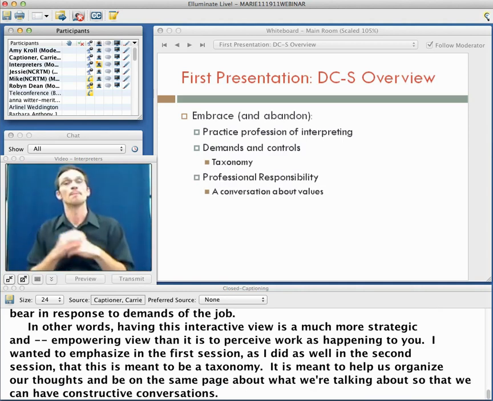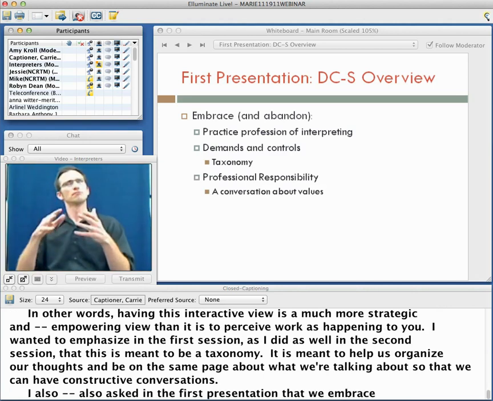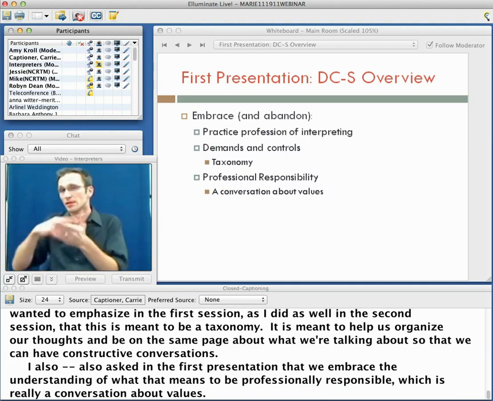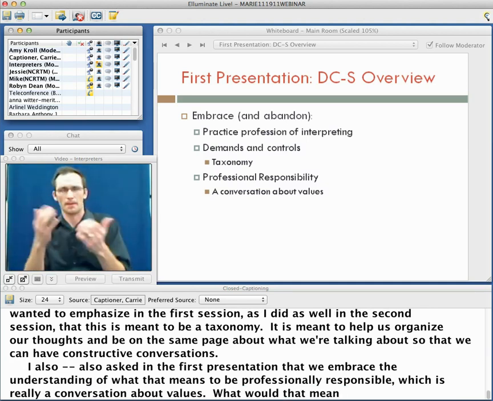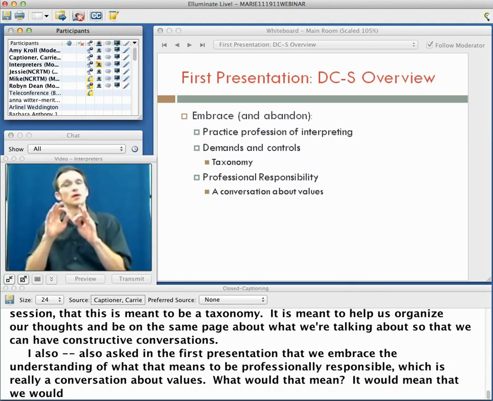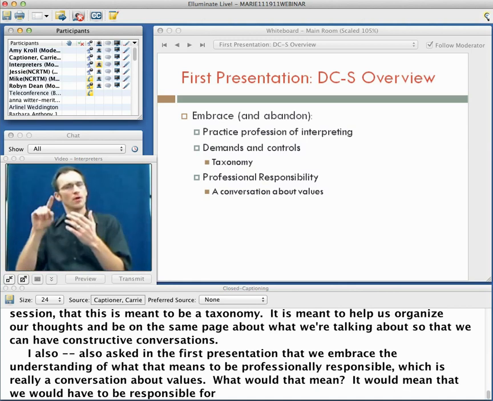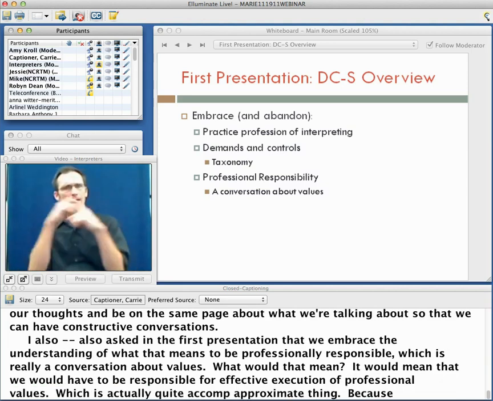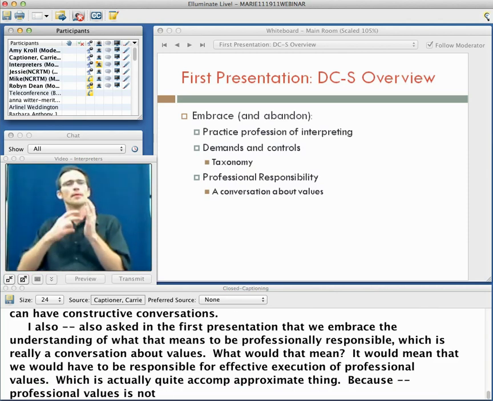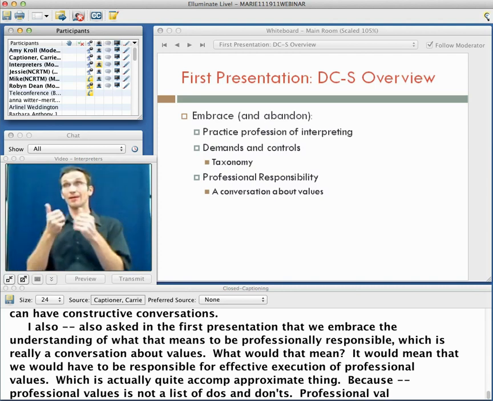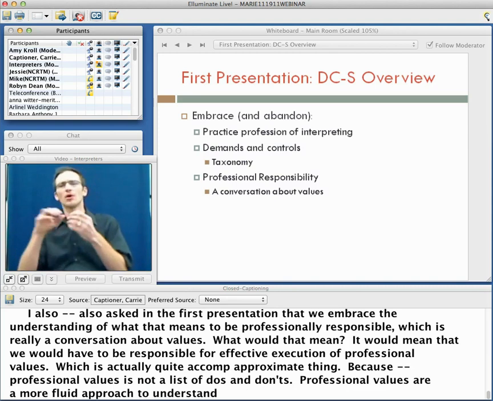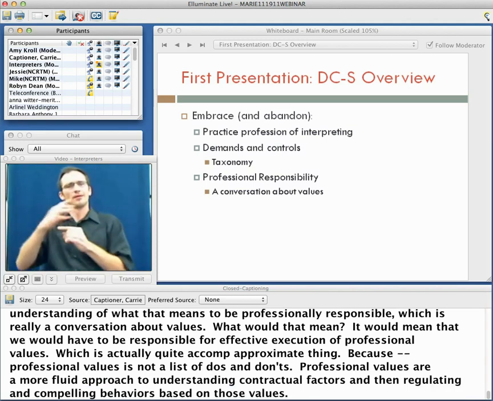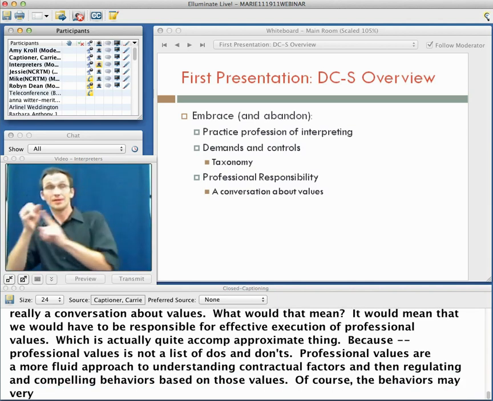I also asked in the first presentation that we embrace the understanding of what it means to be professionally responsible, which is really a conversation about values. And what would that mean? It would mean that we would have to be responsible for effective execution of professional values, which is actually quite a complex thing, because professional values is not a list of do's and don'ts. Professional values are a more fluid approach to understanding contextual factors and then regulating and compelling behaviors based on those values. Of course, the behaviors may very well look different context to context, but the values behind them are still the same.